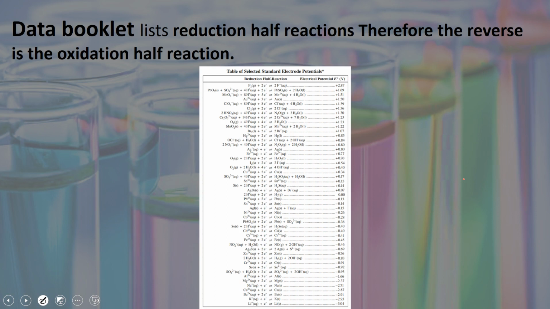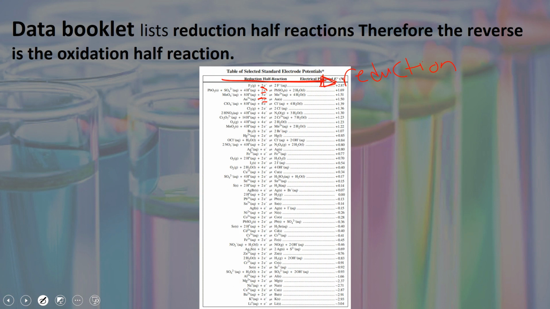reduction half reactions. So going in this direction is the reduction half reactions. How can you tell that those are reduction half reactions other than the fact that it tells you at the top of that table? The electrons are all over here, right? They're all gaining electrons. They all have electrons as part of the products. So they needed to gain that in order for the reaction to progress from the left to the right.